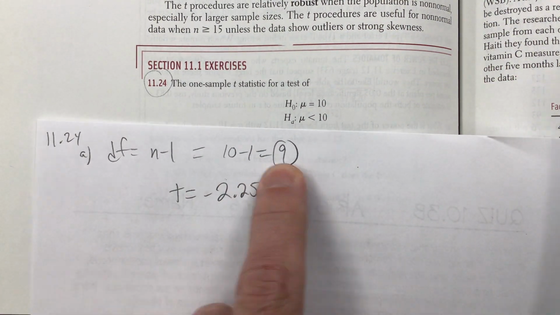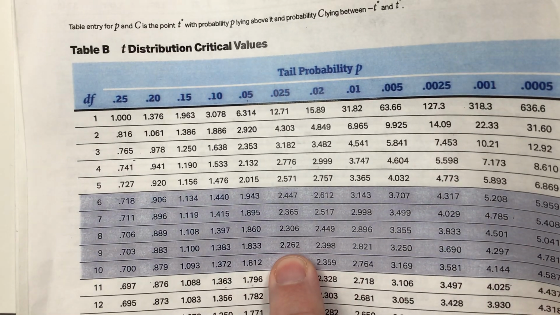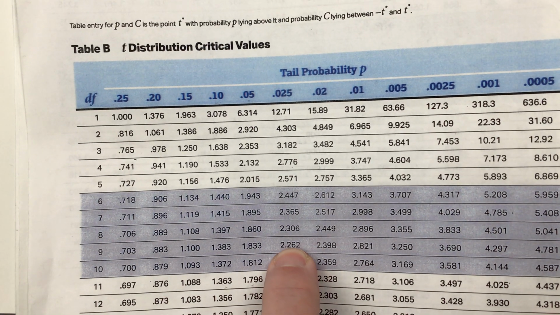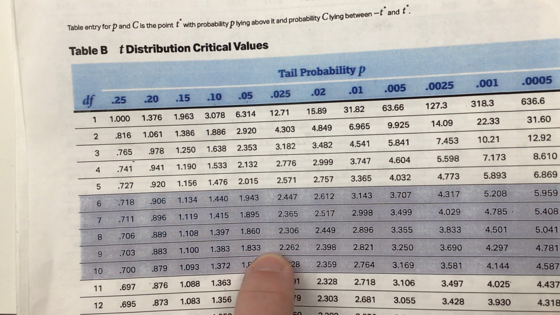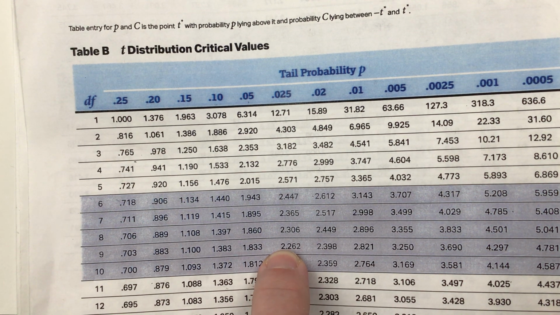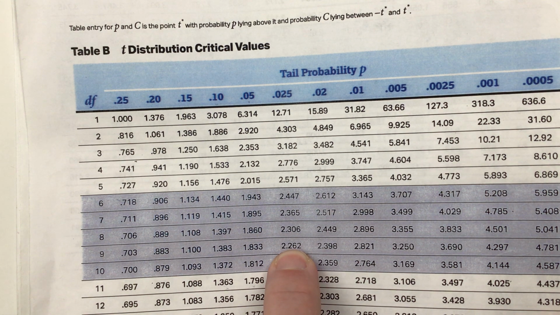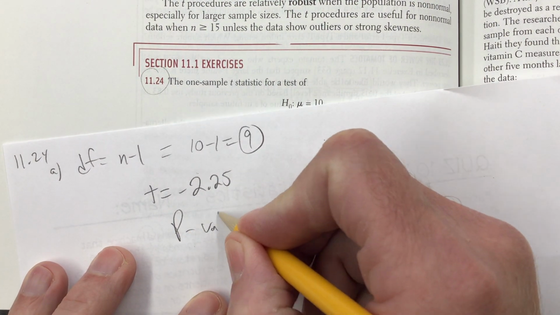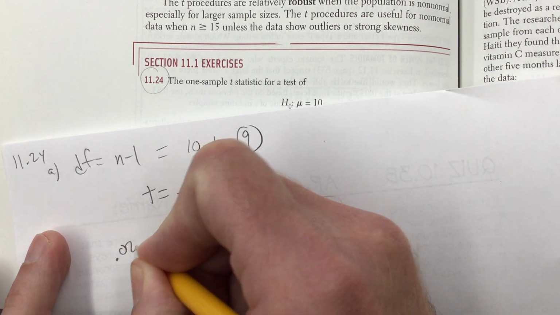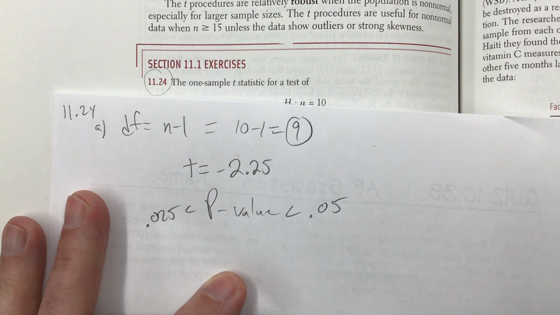Okay, so I'm going to go degree of freedom of 9. That's this row. I'm going to read over until I get to 2.25. And you can see 2.25 would be just before, just a little below that. So that gives me a p-value between 0.05 and 0.025. Obviously much closer to the 0.025 because I'm just a little bit from that cutoff. So there we go. So our p-value is between 0.025 and 0.05.